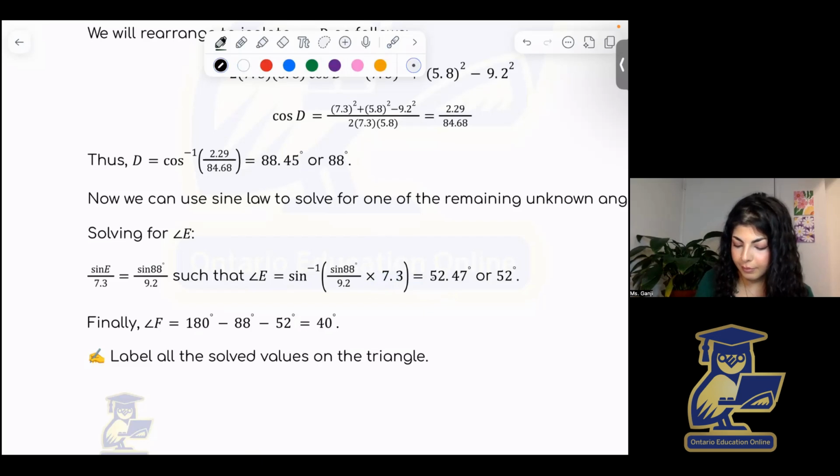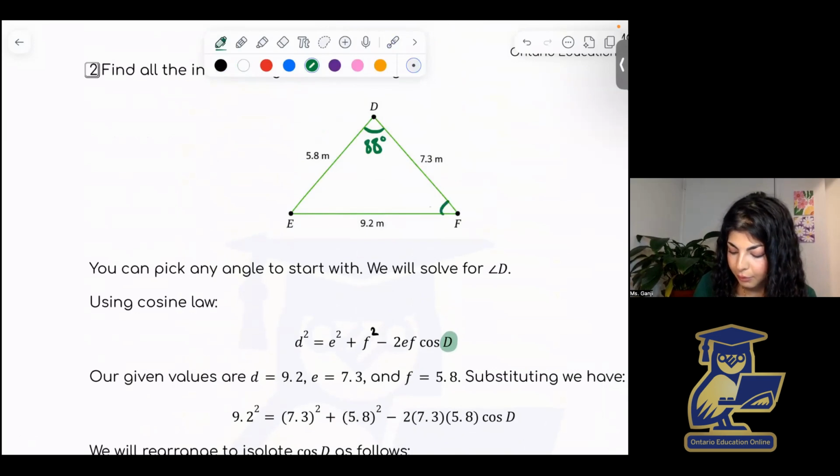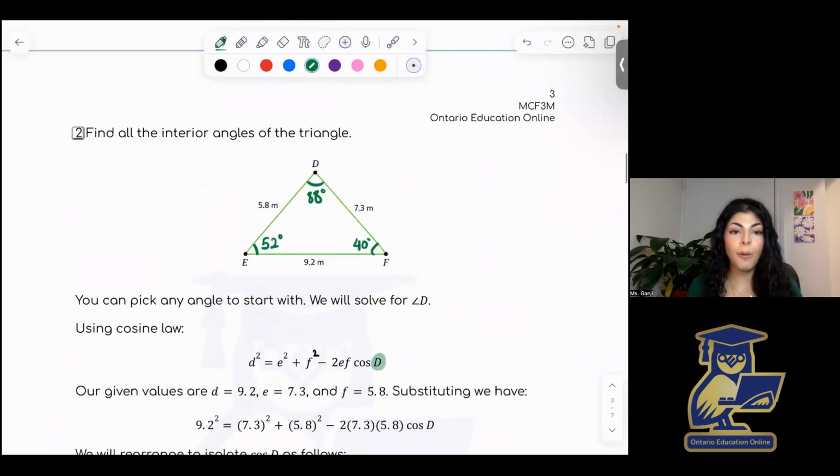which is approximately 52.47 degrees, or if we just round to the nearest degree, 52. Now, because it's 47, we do round down, so that's why it's 52 there. And of course, solving for angle F here, we just subtract and we get 40 degrees. So just labeling again, this is 40 degrees and this is 52 degrees. And that's all my unknown angles there. And I was able to use both cosine law, sine law, and some of the interior angles of the triangle to determine all my unknown angles.